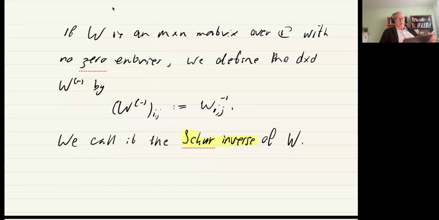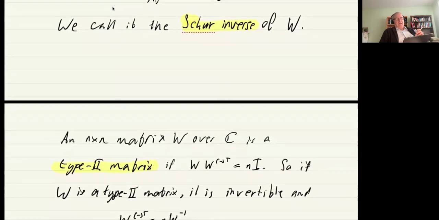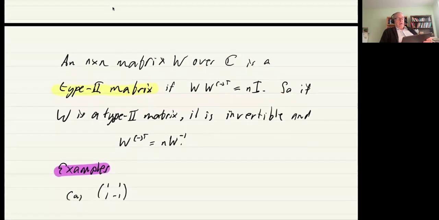So, time for a definition. If W is an m by n matrix over C with no 0 entries (I don't require it to be square), we define the Schur inverse to be the matrix you get by inverting each entry of W. So this is the inverse that the undergraduate students really wanted in matrix theory. We call it the Schur inverse of W. In practice, I will be taking Schur inverses of vectors and things like that, but outside that context, we're either doing vectors or square matrices as a rule.